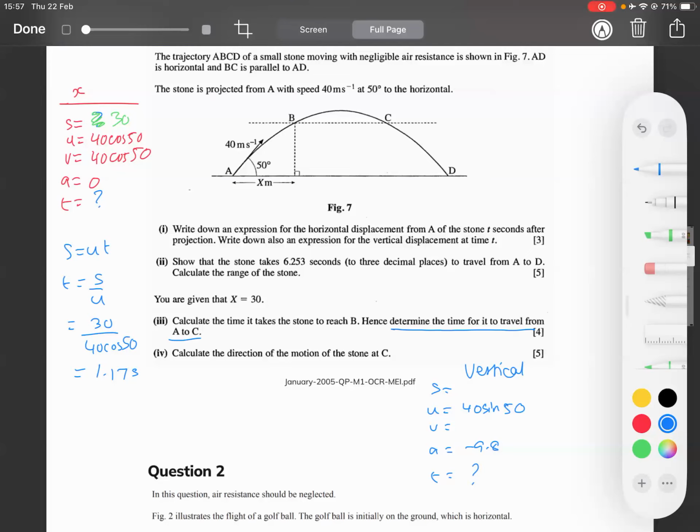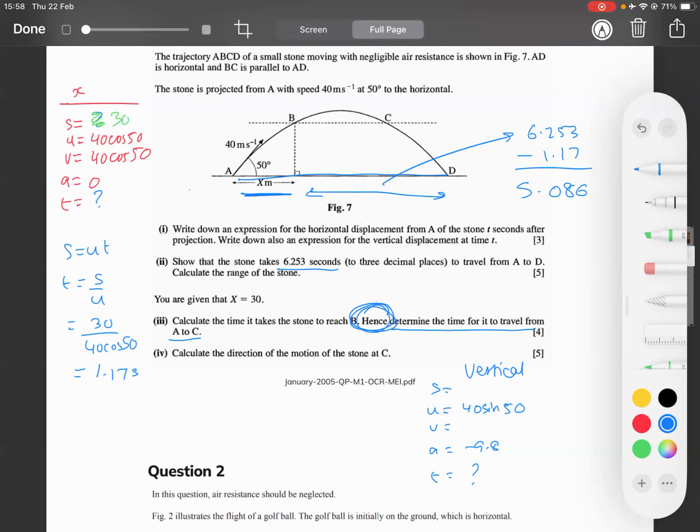So there's 2 ways to do this. I just realized the "hence" means that there must have been clues before. It took 6.253 seconds for the whole journey, and 1.17 seconds for this part. So maybe we can work out the time for the part from B to D. So B to D must have been 6.253 minus 1.17, which is 5.086.